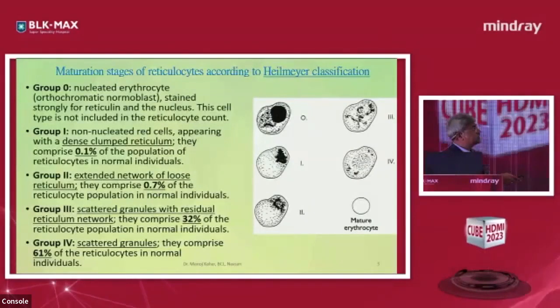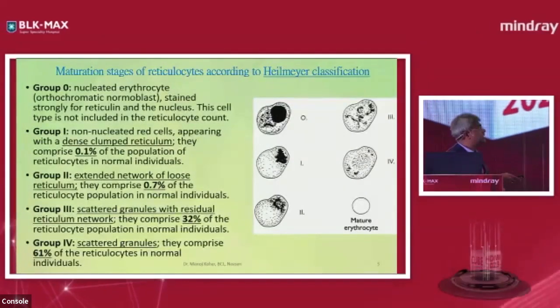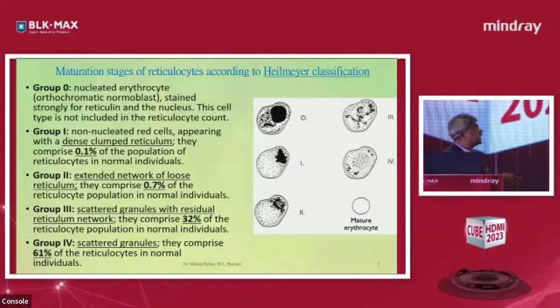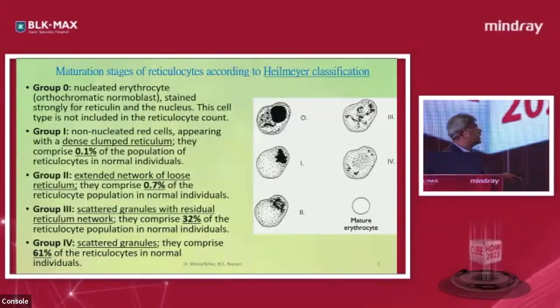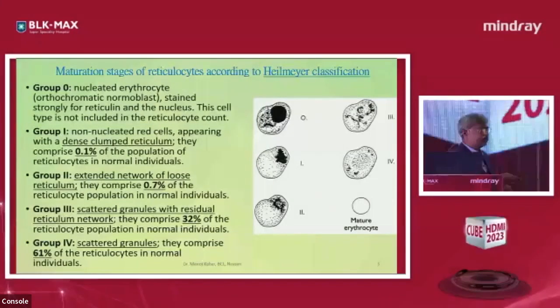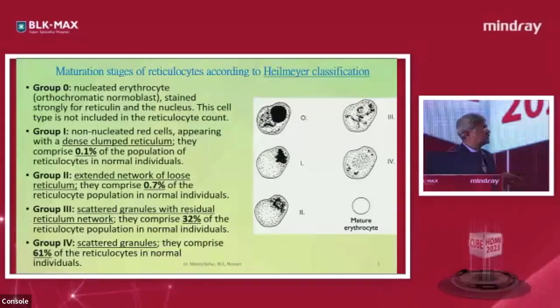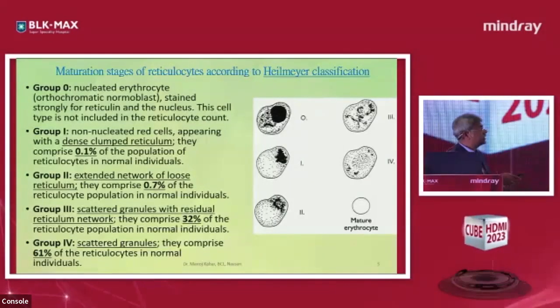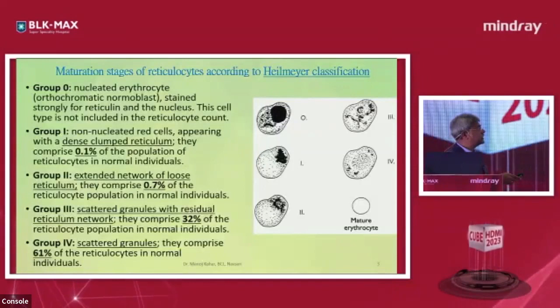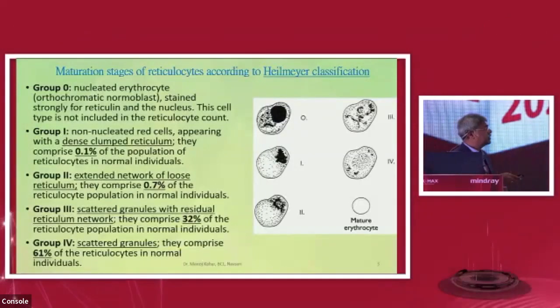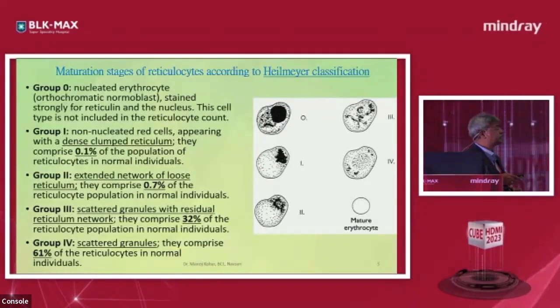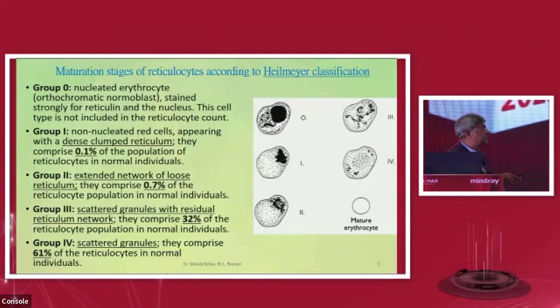Now we all know that there is a Heilmeyer classification for reticulocytes. Group 0 is the nucleated erythrocyte, what we know as orthochromatic normoblasts, and this is not included into the reticulocyte classification. Group 1 is non-nucleated red cells appearing with a dense clumped reticulum, and they comprise about 0.1% of the population of the reticulocytes in normal individuals.